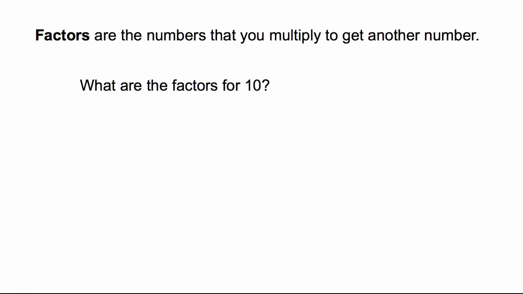Factors are the numbers that you multiply to get another number. What are the factors for 10? So what we're going to do is complete a factor rainbow for the number 10. We start off by writing our number to the side. And then we always start with the number 1. 1 times itself. So 1 times 10. Those are going to be your outside edges of your factor rainbow.